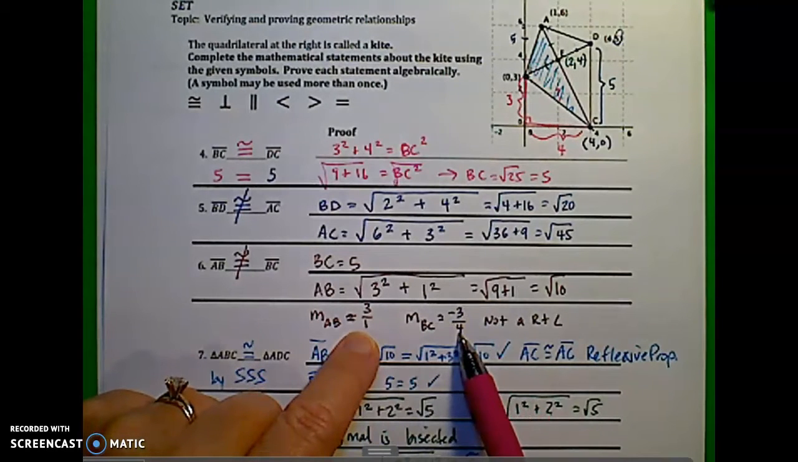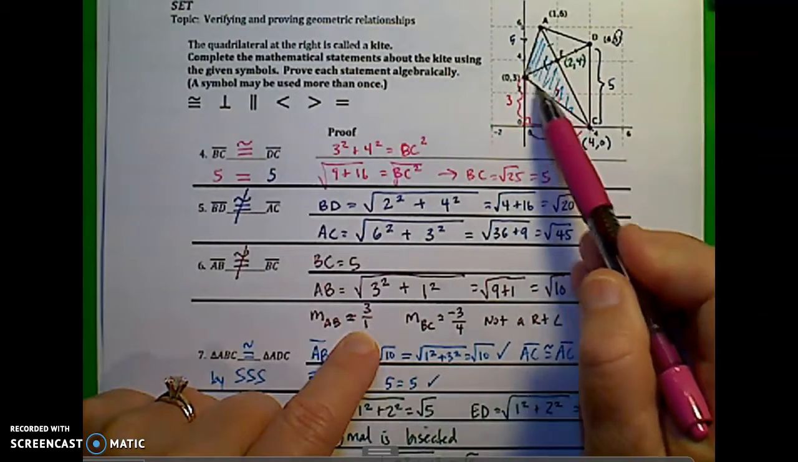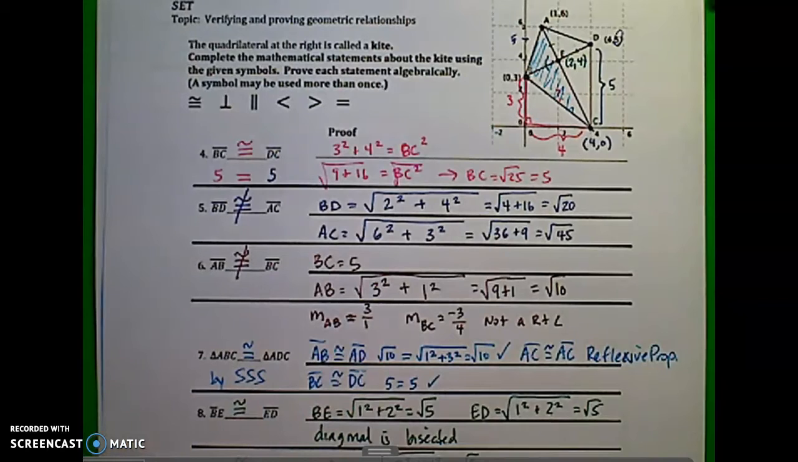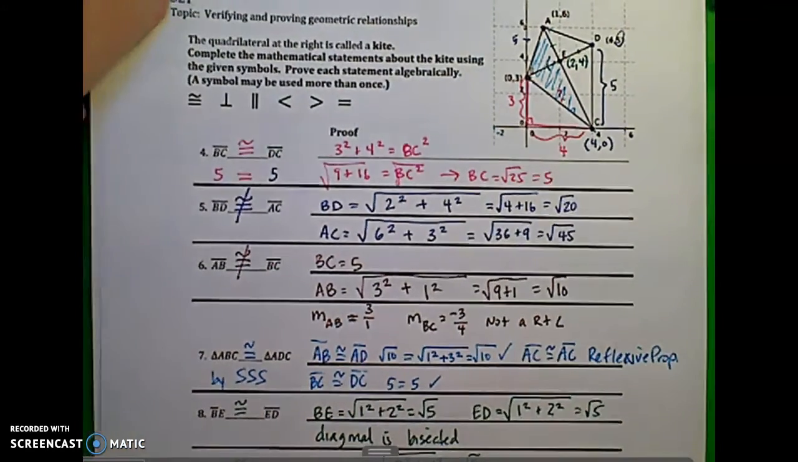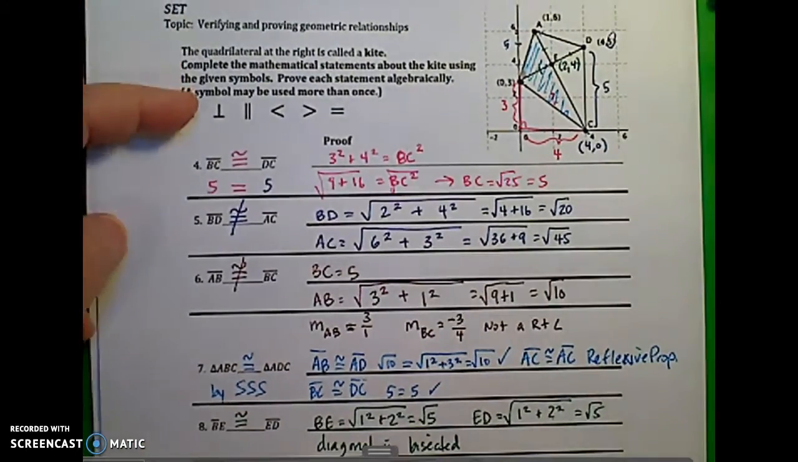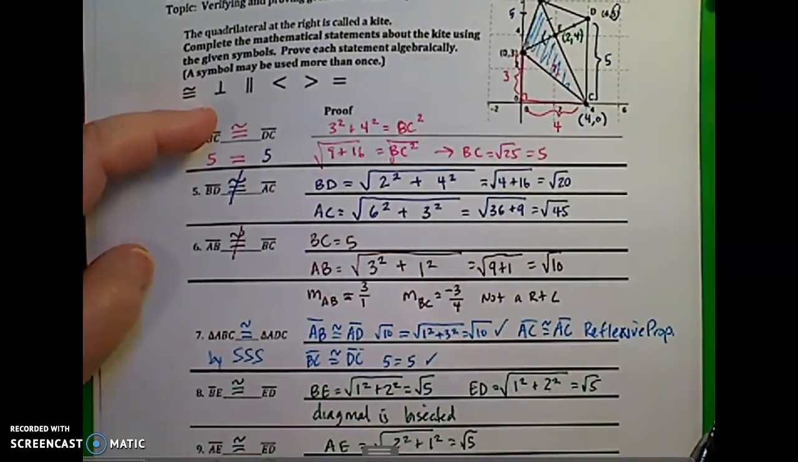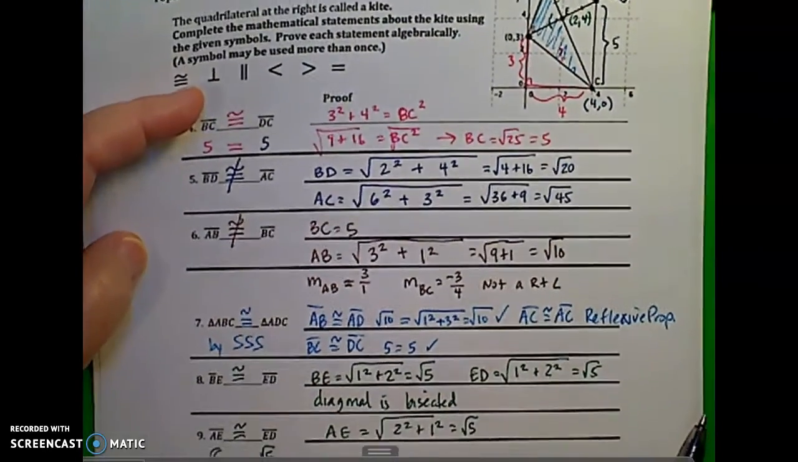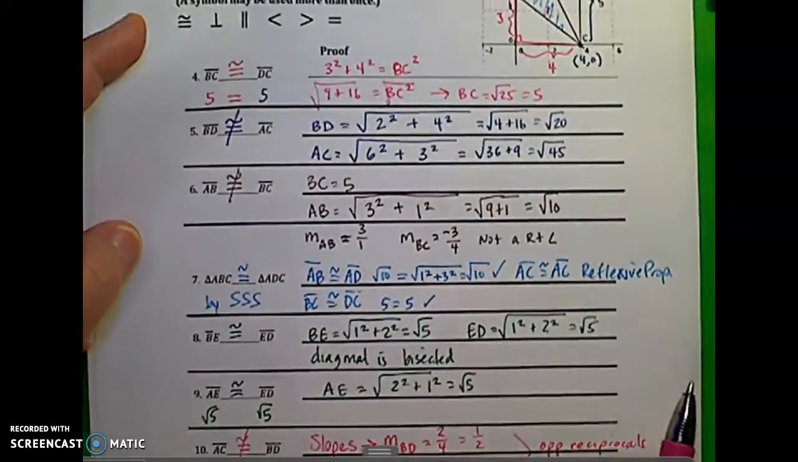These are not opposite reciprocals, so that would tell me that this angle here is not a right angle, which basically tells me it's not a rectangle or a square. I knew that it wasn't, but that's just one way. And if you didn't know, that would be one way that you could tell. This is obviously more than a right angle. Sometimes it's pretty close, and you can't really tell by looking.